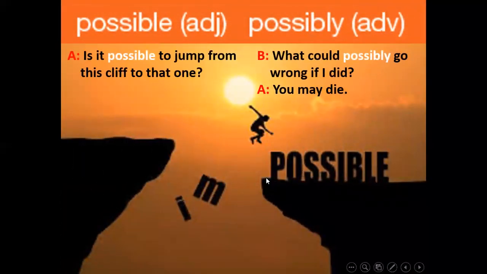Possible, possibly. Possible is an adjective. It means probably or maybe. Is it possible to jump from this cliff to that one? Is it possible? Maybe? No, it's impossible. What could possibly go wrong if I did? Possibly here is an adverb. Okay, you may die. So, possibly, because we have a full verb, we use an adverb.